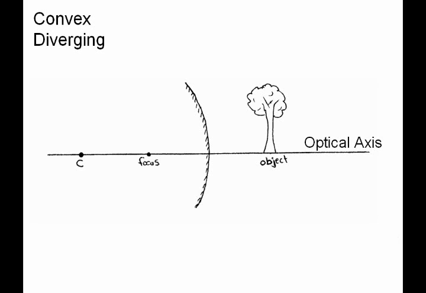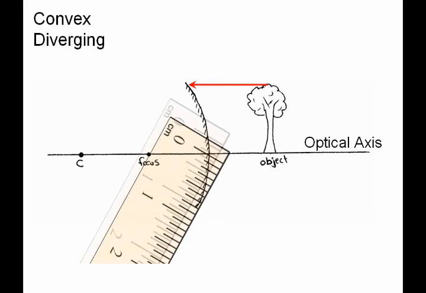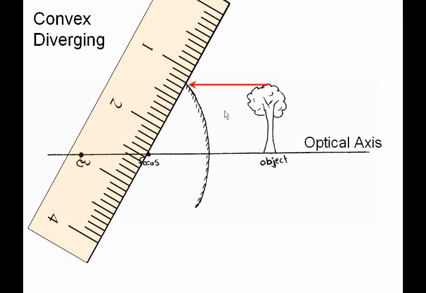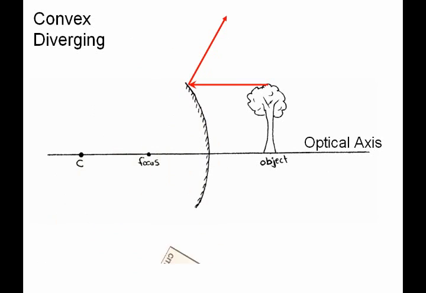Rules for convex mirror: we have a light ray going in parallel. It goes out as if it came from the focus point. So you're going to put your ruler up, line it up with the focus point and where the light ray hits the mirror, and we'll draw that light ray in.